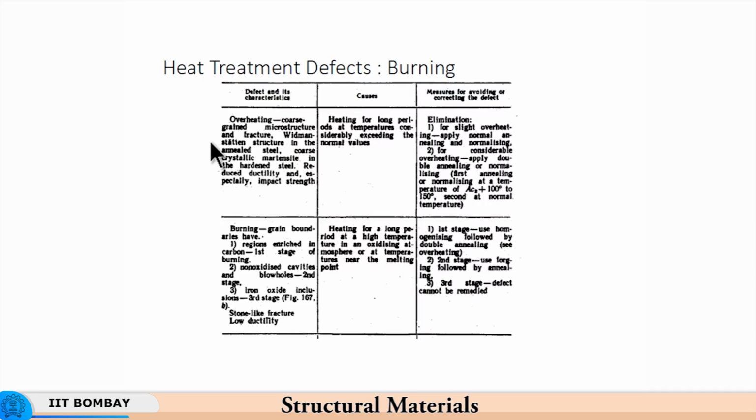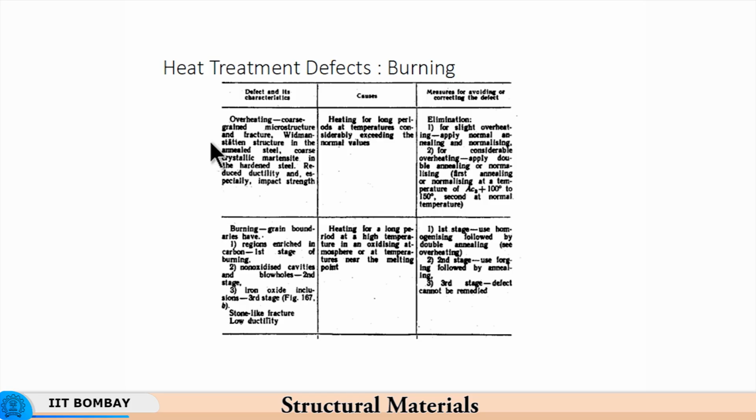Now many times what happens is during heat treatment the material gets overheated, either because of wrong setting of the temperature or due to wrong schedule of heating. So what we need to do is that the grain size which has got coarsened in the process will have to be brought back, in the sense you need to eliminate the consequences of overheating.